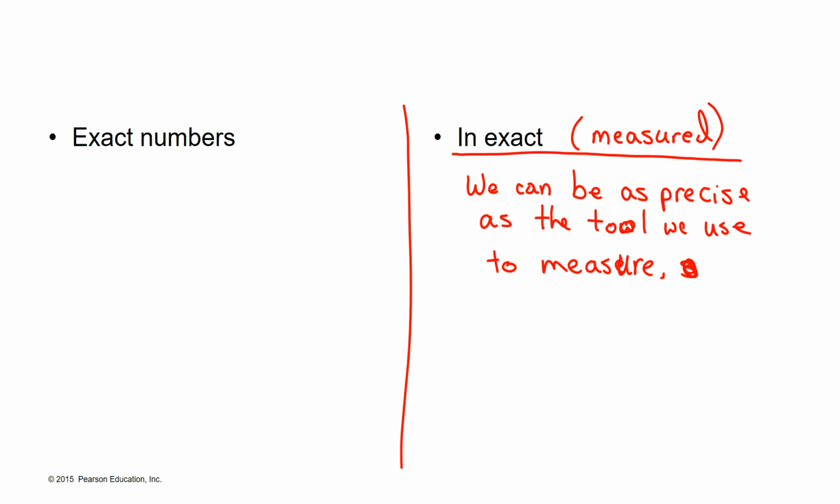So measured numbers are always going to have uncertainty, meaning there's going to be a part of that number that we don't know for sure. All right.